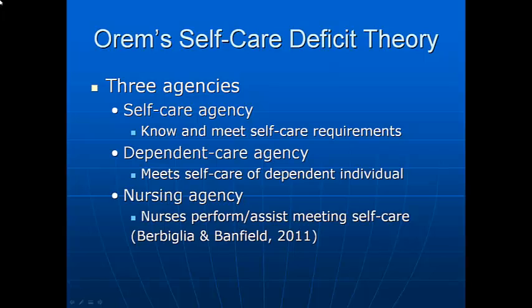3 agencies are also introduced in Orem's theory: the self-care agency, the dependent care agency, and the nursing agency. The acquired ability of mature or maturing individuals to know and meet their self-care requirements comprises the self-care agency. Dependent care agency refers to the acquired ability of an individual to know and meet the self-care demand of a dependent individual. It may also refer to the regulation of the development and exercise of the dependent individual's self-care agency.